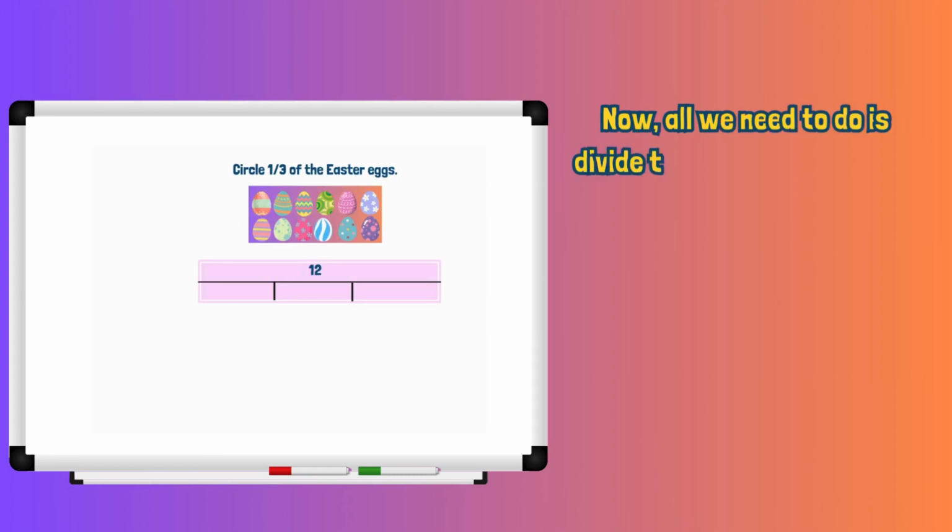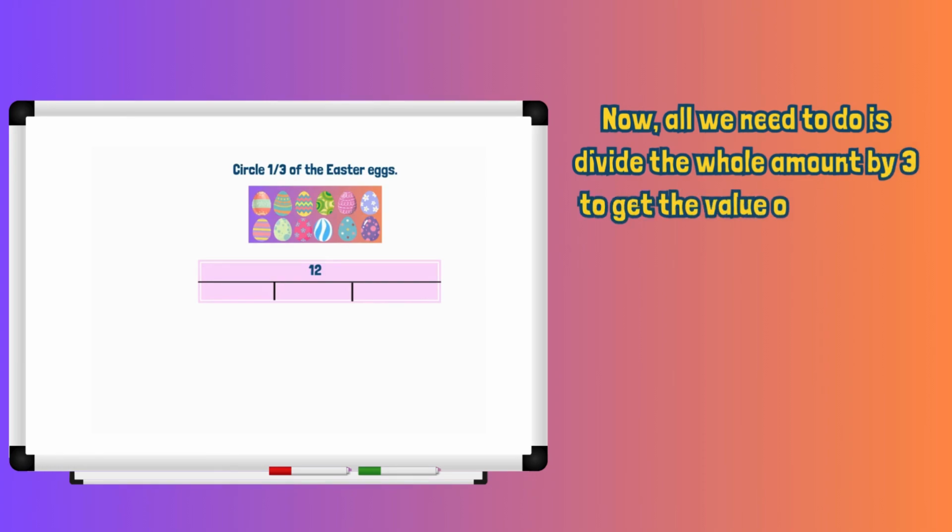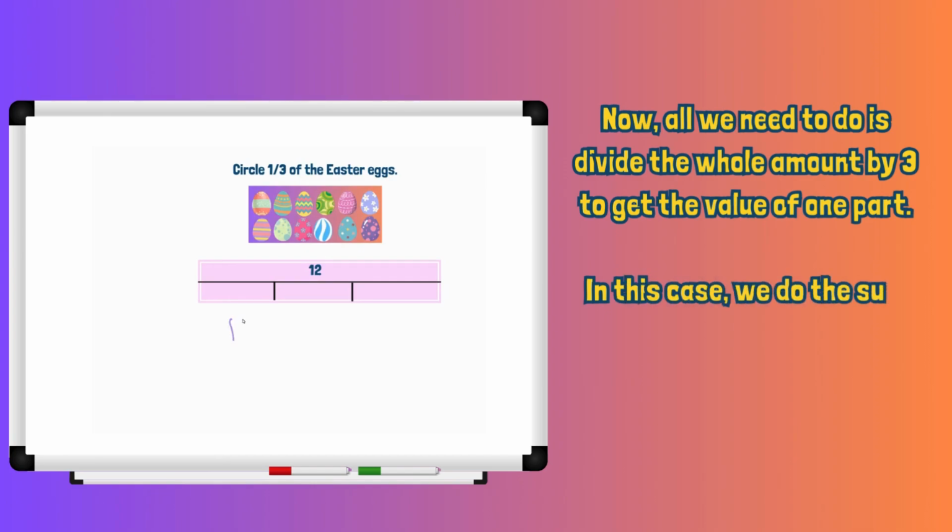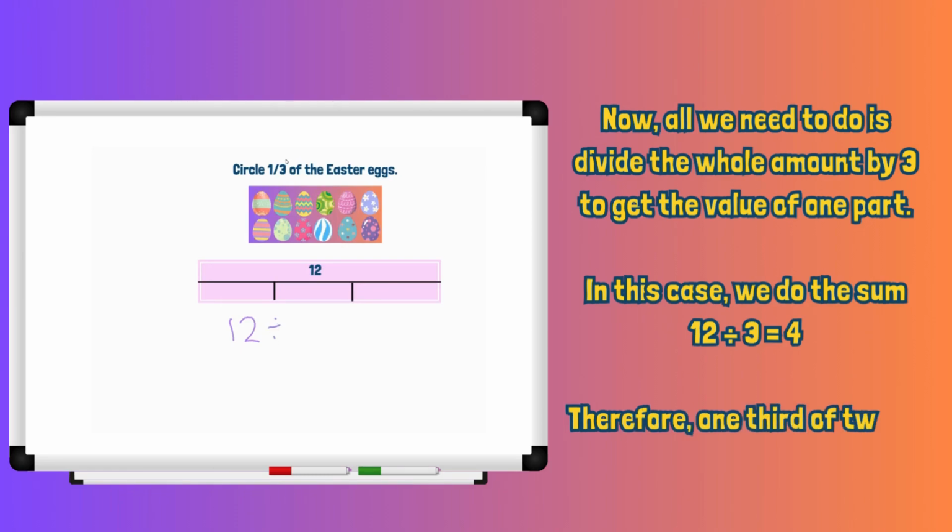Now, all we need to do is divide the whole amount by 3, and this will give us the value of 1 part. So, 12 is the total number of Easter eggs. We're going to divide it into 3 equal parts because that's what the denominator tells us to do. And 12 divided by 3 is 4. So each of these parts is worth 4.